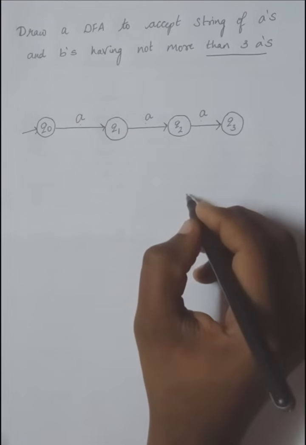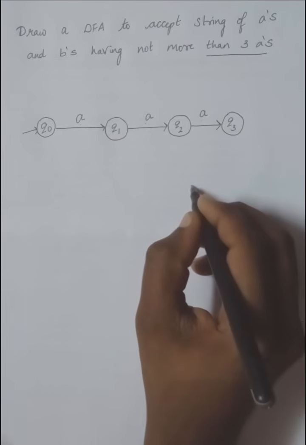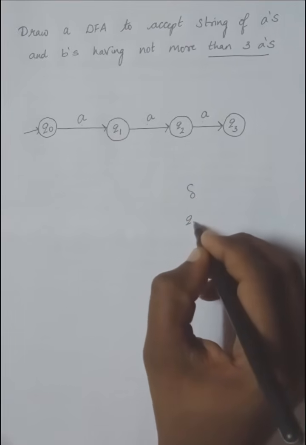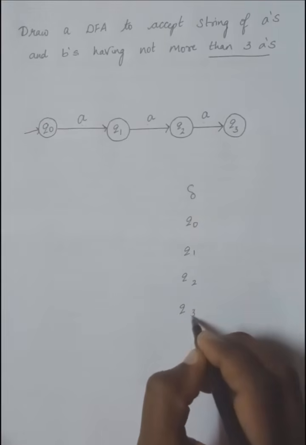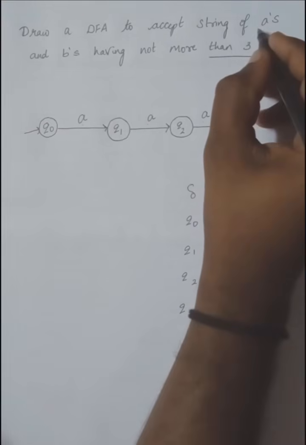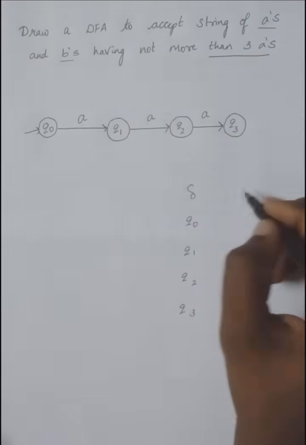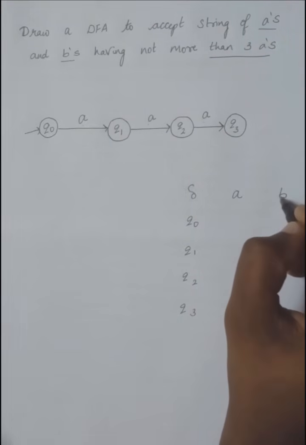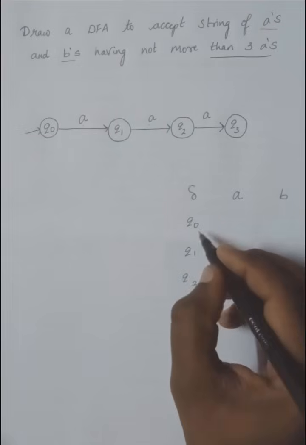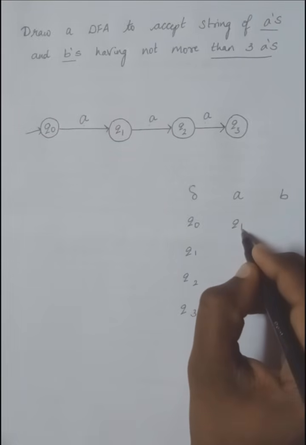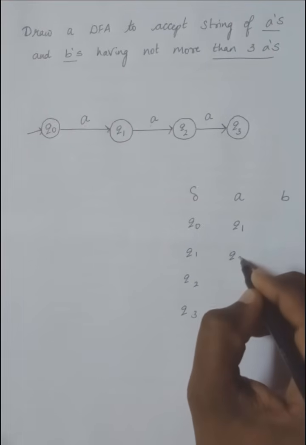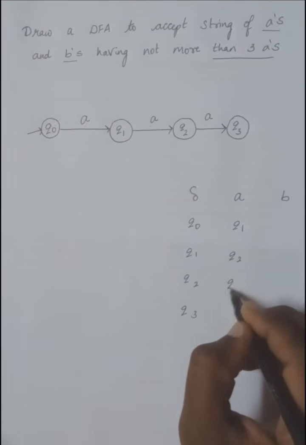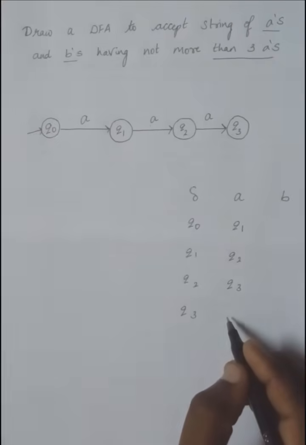Now we'll plot a transition table for our convenience. We have the states Q0, Q1, Q2, Q3, and we have two inputs as mentioned in the question: one is A and one is B. We want to fill in all the combinations of A input and B input. Q0 on A goes to Q1. Q1 on A again goes to Q2. Q2 on A goes to Q3. The remaining states are not yet defined. We will check how to do that.